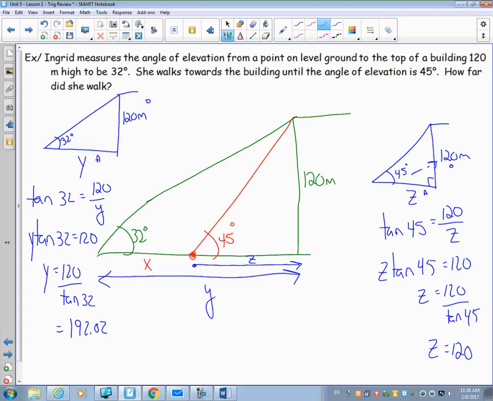Well, trick question almost. If this is 45 down here, this also has to be 45. It's actually an isosceles triangle. And if you recognize that, it would have saved you some time. But if you didn't, we can still do the math.